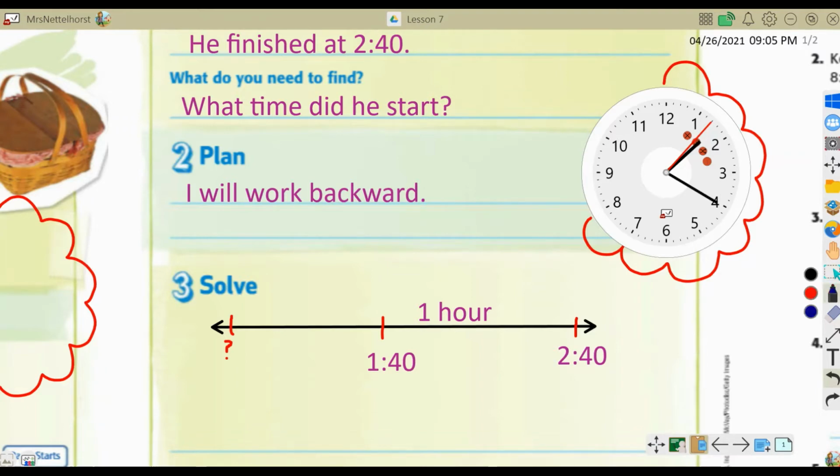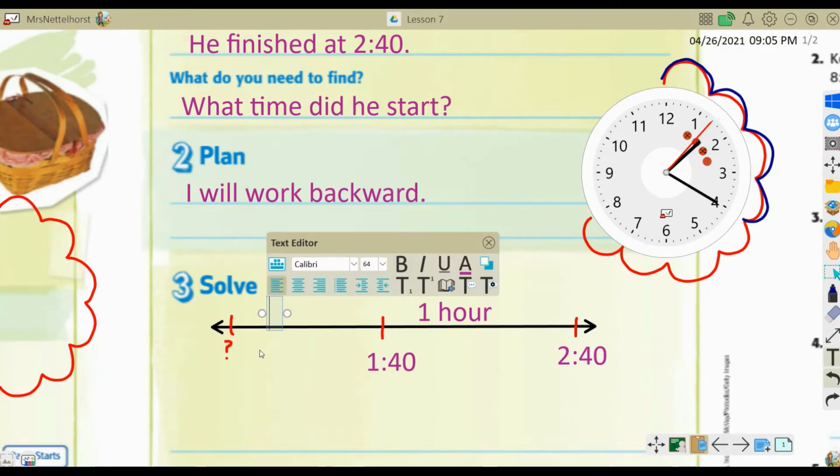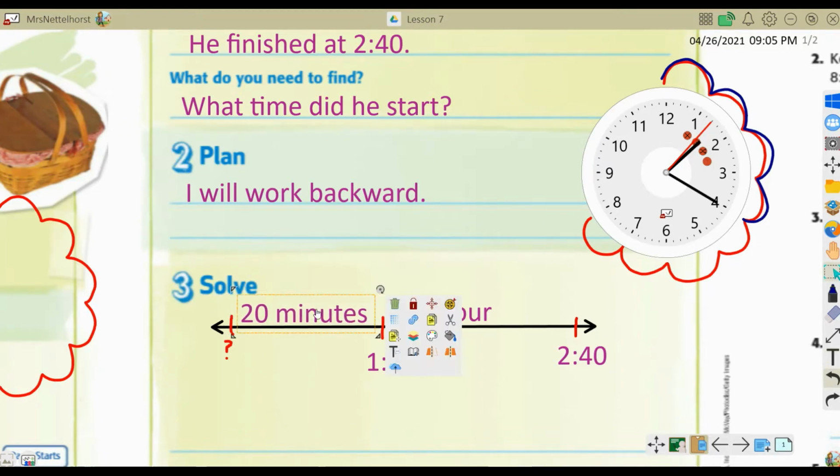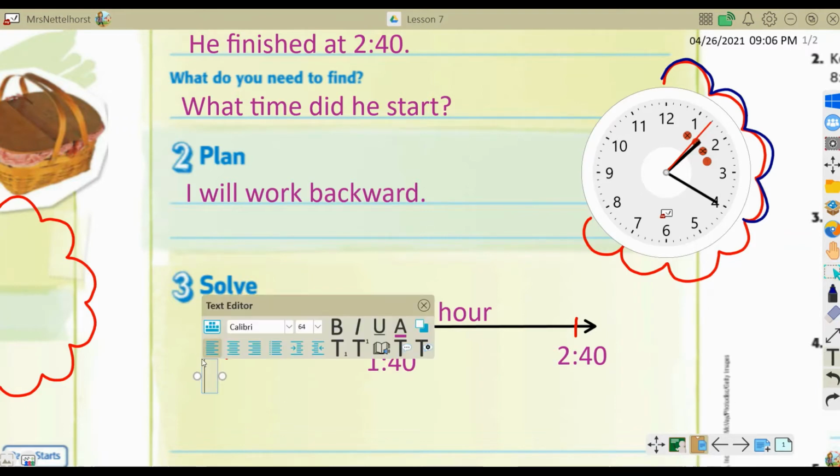So now I'm going to count by 5s till I get to the 4, starting at 12. Here we go. 5, 10, 15, 20. Okay. So my beginning time, let me label this here before I forget. So this was 20 minutes. Because 80 minutes is equal to 1 hour and 20 minutes. So my beginning time, the latest that he can start is 1:20. So that is my start time, 1:20.